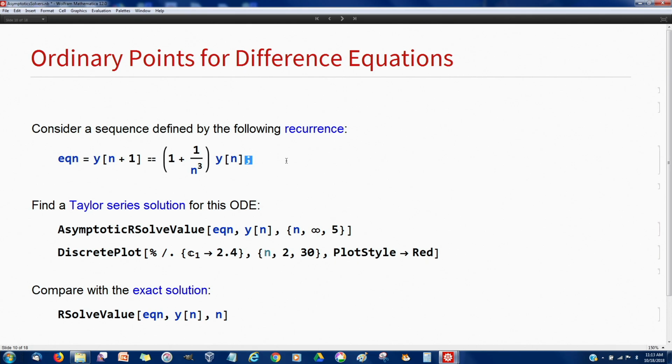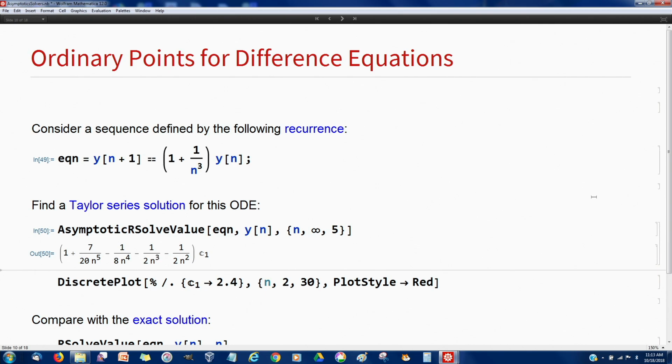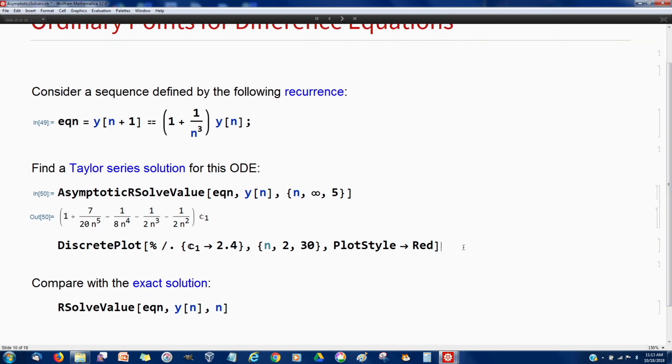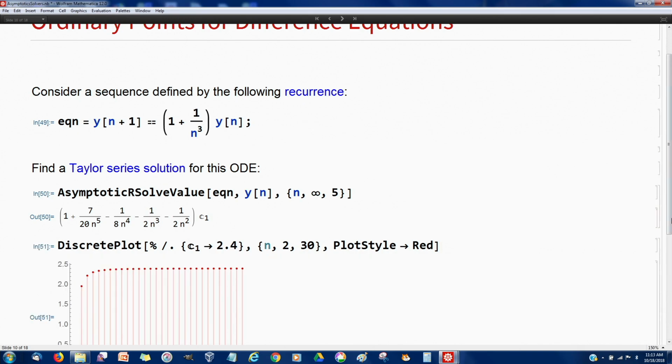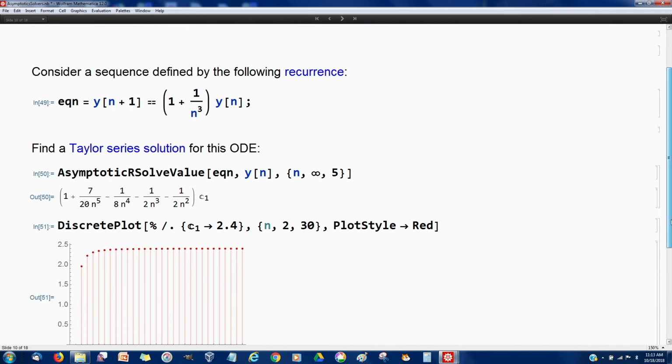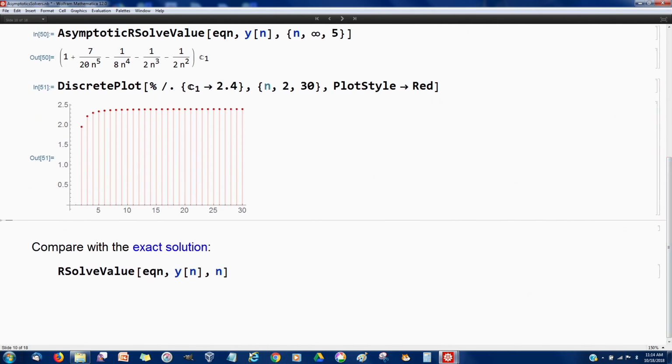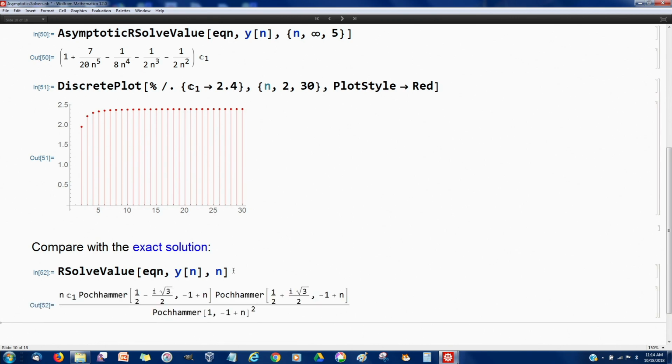So here's a difference equation. You can see that the 1 is much larger than the 1 over n cubed. So when you solve it, you get back basically a kind of Taylor series at infinity. You plug in a value for the constant C1, plot it, and just for comparison, look at how beautiful the asymptotic series is, and simple, and how difficult the exact solution looks. So that's a dramatic simplification.